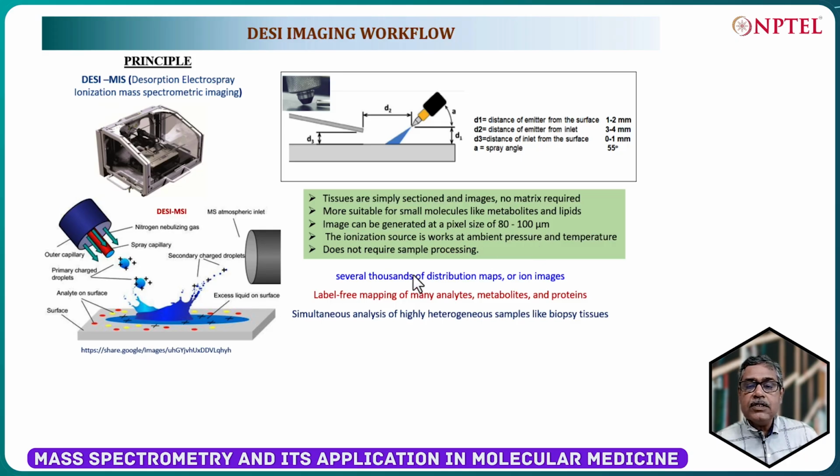And the beauty is several thousands of distribution maps or ion images can be formed, label-free mapping of many analytes, metabolites and proteins. We don't need to label it anymore, and simultaneous analysis of highly heterogeneous samples like biopsy tissues is possible. Okay. So these are the advantages.